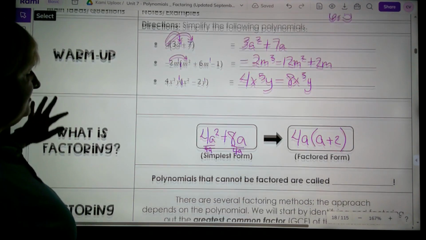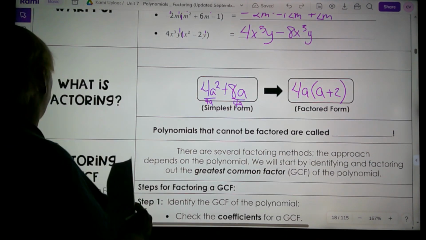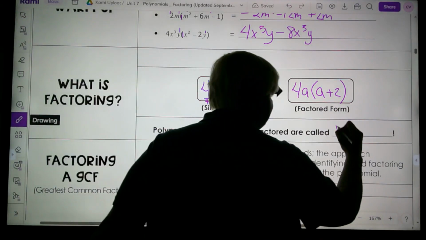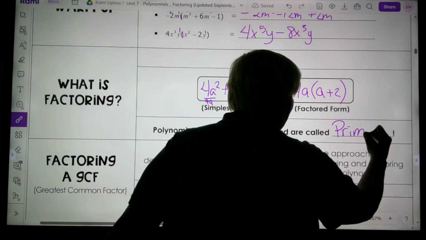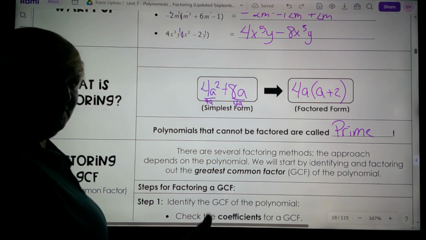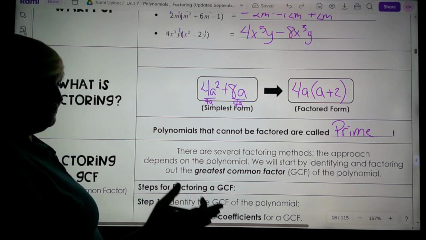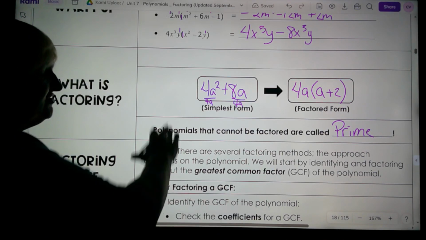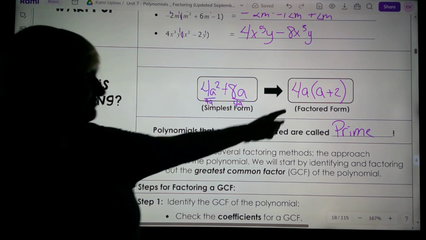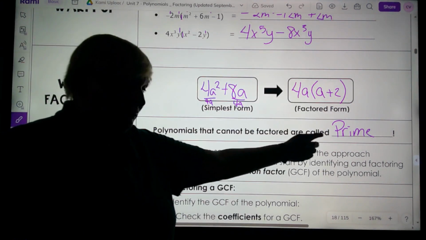Any polynomials that cannot be factored are called prime, just like prime numbers. Prime numbers, the only factors of prime numbers are the number itself and 1. 13 is a prime number because it can only be divided by 13 and 1, period. So any polynomial that cannot be factored out is called prime.